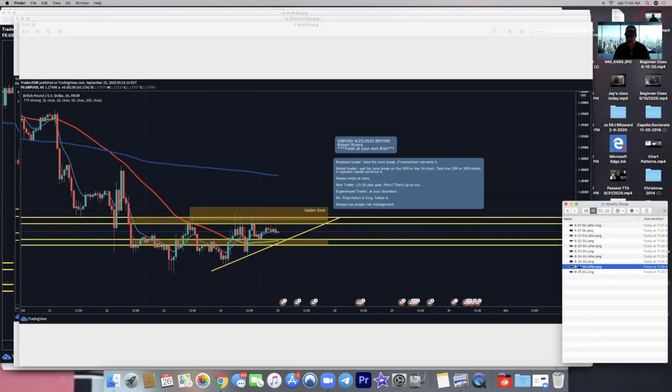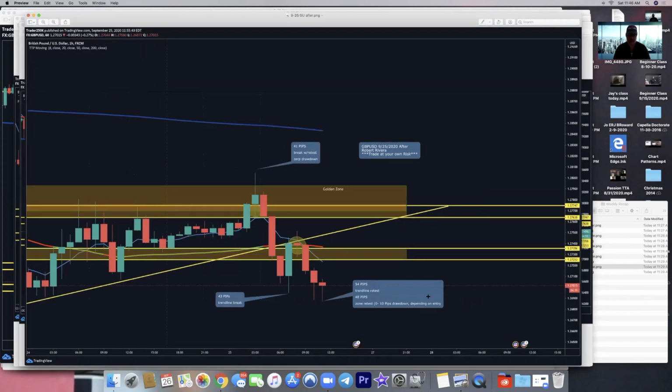Let's see. These are the results after. Boom, there it is. Let's see, it broke. Yeah, it broke to the top side, retested, and took off. 41 pips, break, 0 drawdown. It was nice. And of course, then this is the 61.8.